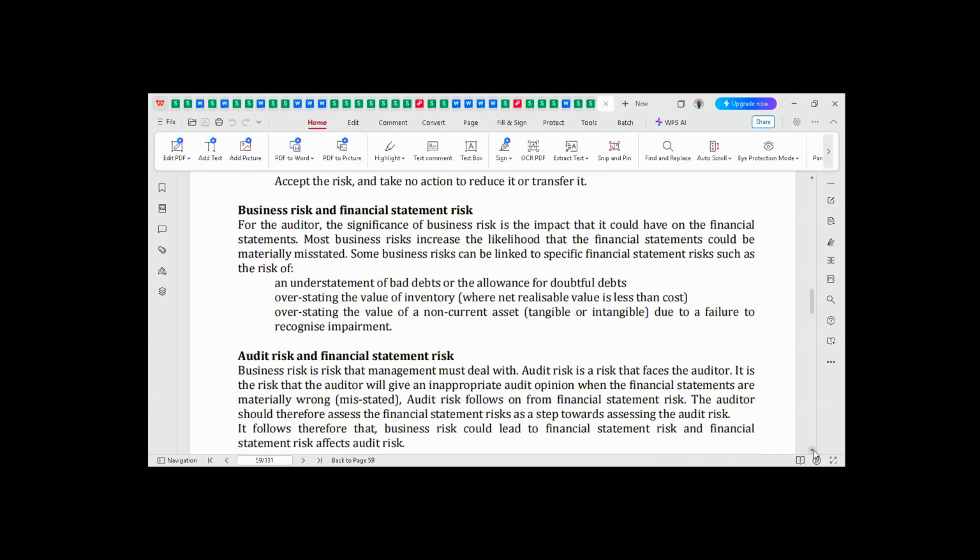So that is all about business risk, management risk, and audit risk. Any question? Any comment?